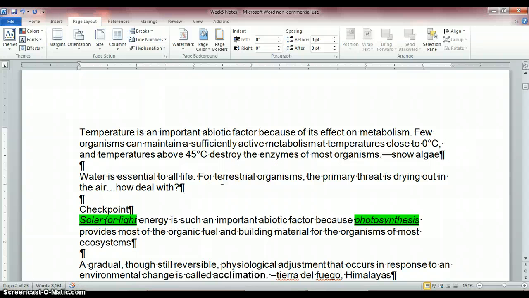Water is essential for life. Think about how much of the earth is made up of water, how much of our cells are made up of water. For terrestrial organisms, so dudes that live on the land, the primary threat is drying out in the air. How do they deal with that? We have hard eggshells for our birds, right? Instead of the fish that have soft eggs that are kind of gelatinous. You know, we have to have some way to keep ourselves hydrated.